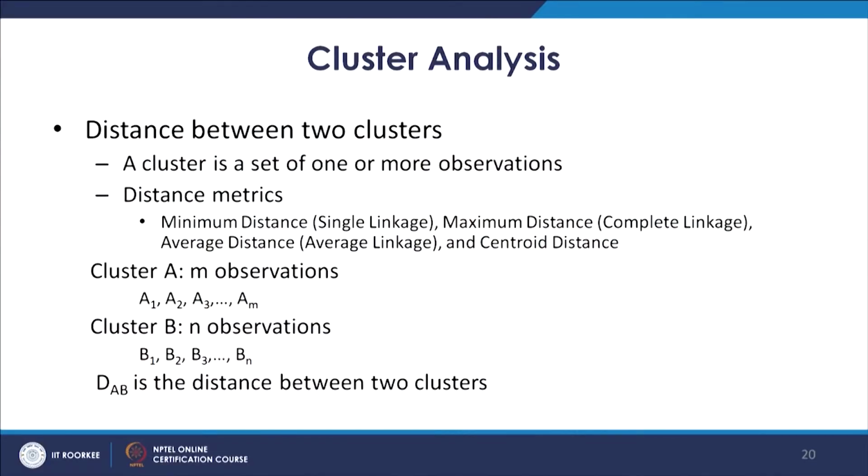Let us consider two clusters. The first one, cluster A, has m observations, A1, A2, A3 up to Am, and the second cluster, cluster B, has n observations, B1, B2, B3 up to Bn. The distance between these two clusters, A and B, is defined as capital D A B. This is the distance between two clusters, and we are going to use these notations for our coming discussion.